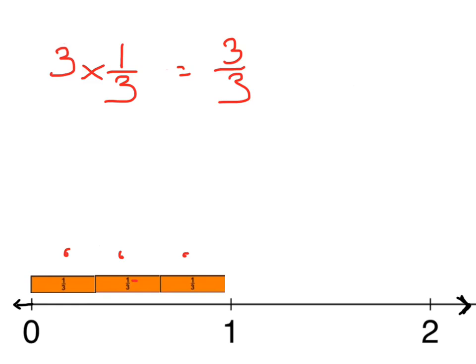First thing, let's go back here and do the math. I'm going to change my whole number to a fraction. I'm going to multiply straight across. 3 times 1 is 3. I'm going to take my denominators and multiply straight across. 1 times 3 is 3. And there we go. That's our answer, 3/3.